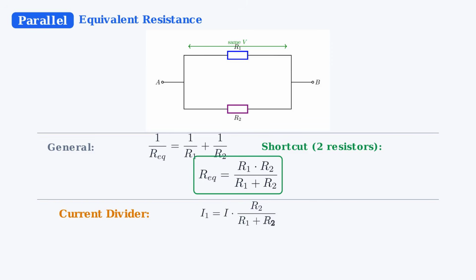The current through R2 is V over R2, and the total current is I1 plus I2. This gives us the current divider rule. I1 equals I total times R2 over R1 plus R2. Notice the opposite resistor appears in the numerator, not the same one.